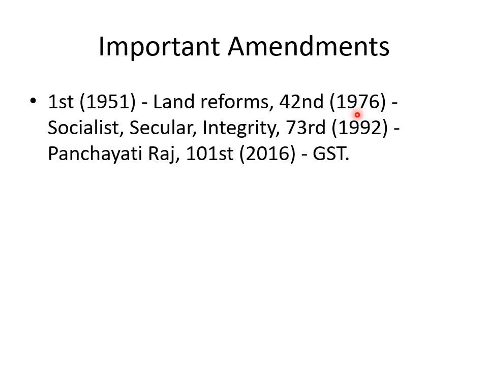Now we see in the preamble the words socialist and secular are there, but before 1976 there were no socialist and secular words. So in the 42nd amendment, in 1976, these words were added. And the 73rd amendment, in 1992, strengthened the Panchayati Raj system. And lastly, the 101st amendment, in 2016, introduced the GST bill, which is now applied all over India.